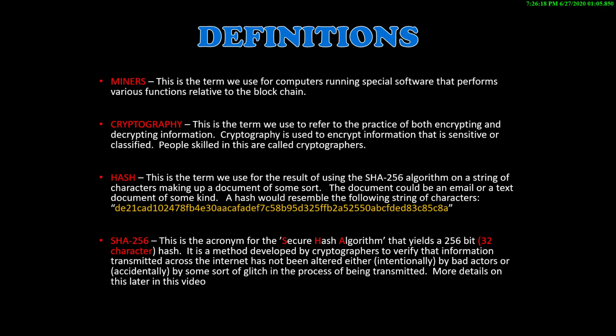Hash. This is the term used to describe the result of using the SHA-256 algorithm on a string of characters making up a document of some sort. The document could be an email or a text document of some kind. A hash would resemble the following string of characters. 256 bits is the same as 32 characters because it takes 8 bits to represent one character. SHA-256, this is the acronym for the secure hash algorithm that yields a 256-bit or 32-character hash.